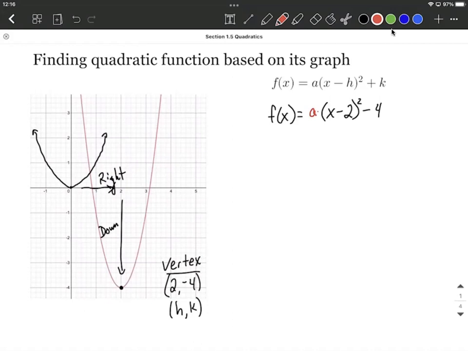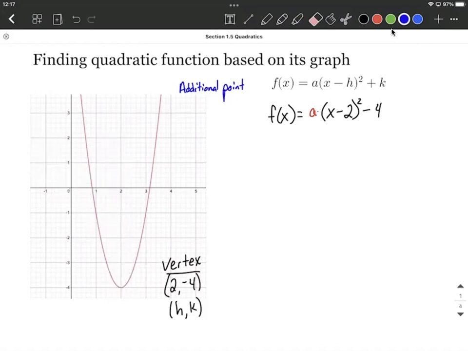Now the next thing you want to do to get through this type of problem is pick out an additional point, an additional point that you are very confident is on our graph. So we picked out the vertex to get started. Now we want to find one additional point. Two contenders for this are either (1, -1) or (3, -1). I'm going to go with (3, -1).